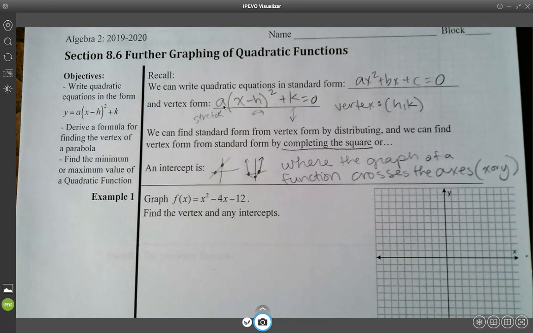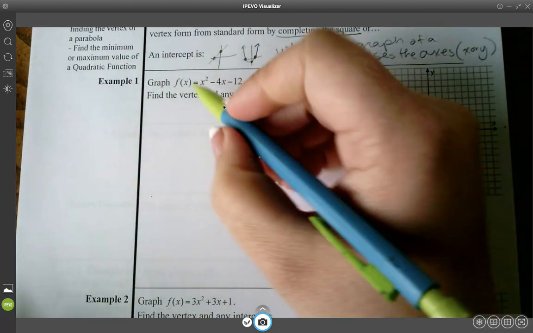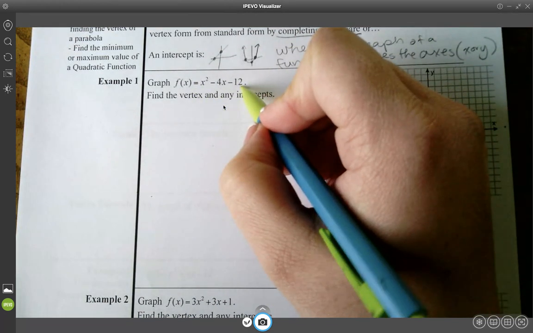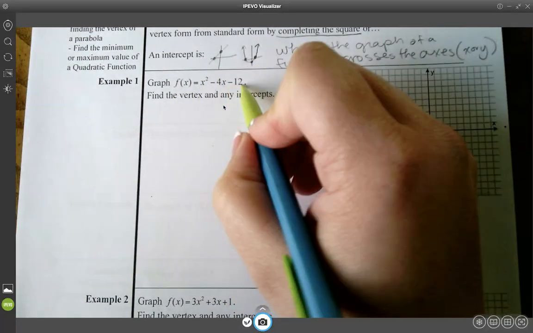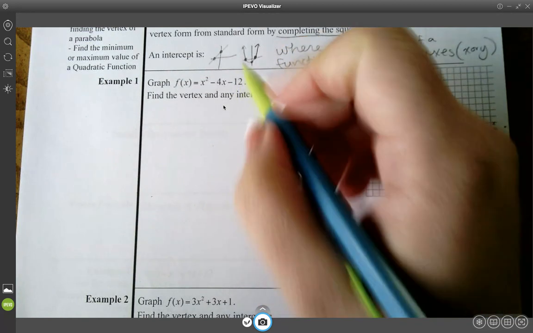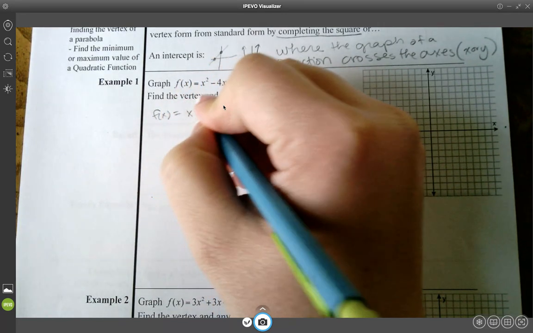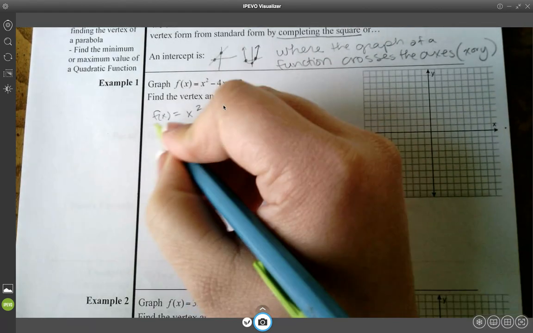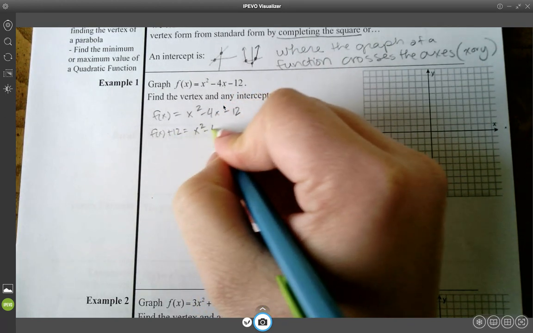So let's go ahead and look at example 1. In example 1, we're given a function. Notice this is not written in vertex form because I have an x that's not squared. So in order to write this from standard form into vertex form, we need to complete the square. So let's look at it as f of x equals x squared minus 4x minus 12. We want to bring over the constant. So we have f of x plus 12 equals x squared minus 4x.